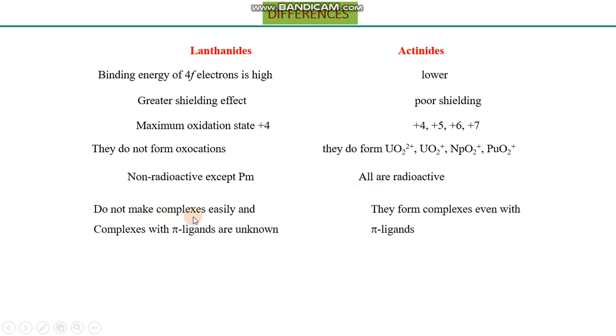Lanthanides do not make complexes easily, on the basis of chemical reactivity, because the binding energy of 4f electrons is higher and removal of an electron is relatively difficult. The greater shielding effect also causes the lanthanide contraction in a proper way, and will affect the chemical properties of the series. So lanthanides are the least reactive metals, while actinides are more reactive metals. On the basis of reactivity, with pi acceptor ligands, lanthanides are unable to afford complexes, while actinides are capable of making complexes with pi acceptor ligands. Hopefully we will start pi acceptor ligands in a few days in the next chapter, inshallah.